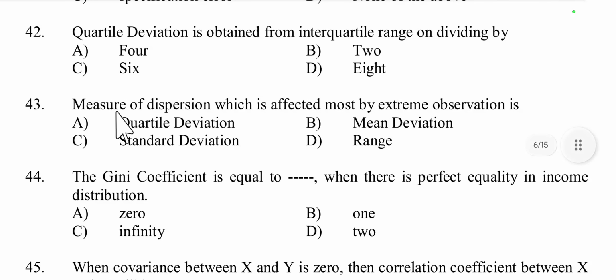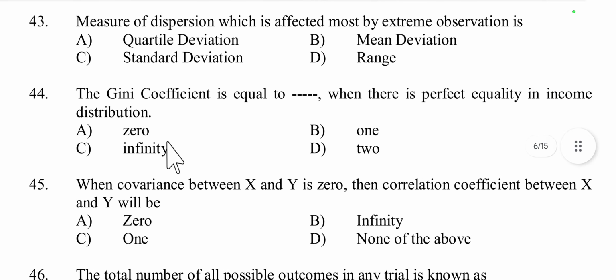Then question number 43. Which measure of dispersion is affected most by extreme observations: quartile deviation, mean deviation, standard deviation, or range? Option D, because range is equal to maximum minus minimum value, so it is highly sensitive to outliers. So option D is the right answer.